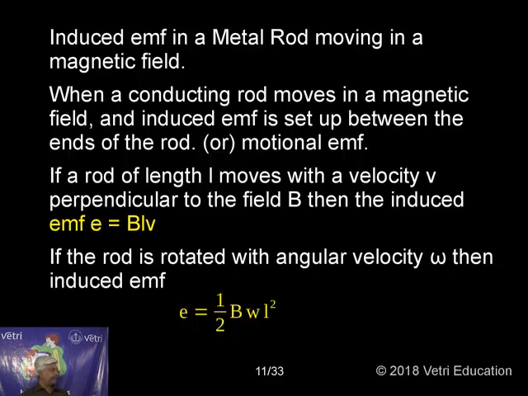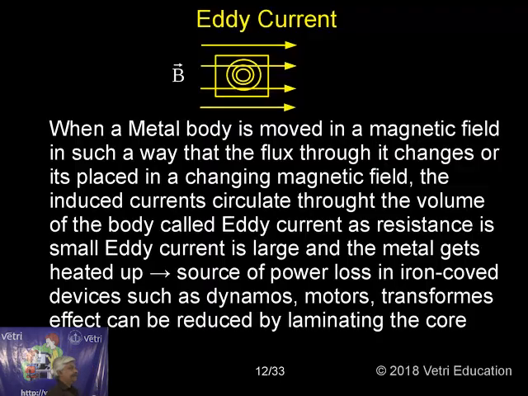That is BLV. What is the induced EMF if the rod rotates with the angular velocity omega? Then E is equal to half B omega L square. BLV, and half B omega L square. We have to keep this formula in our mind.